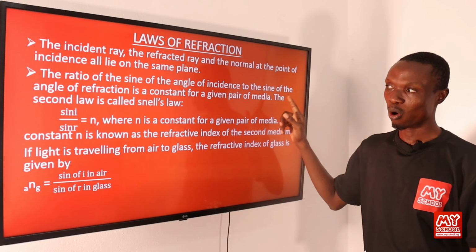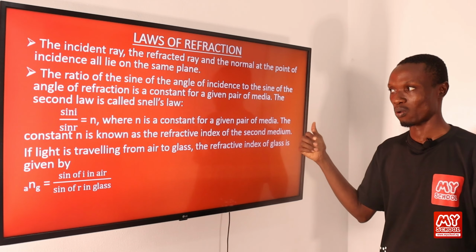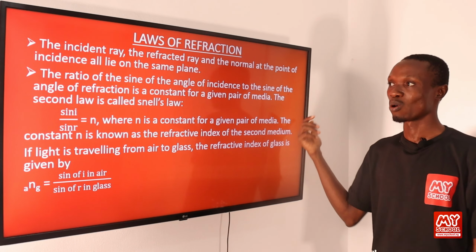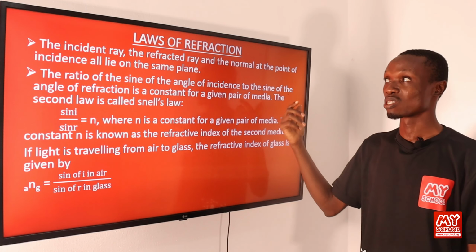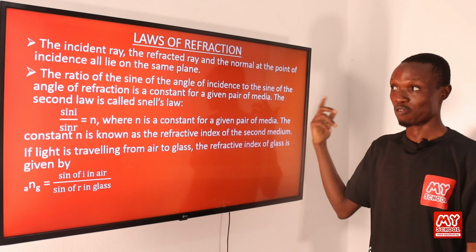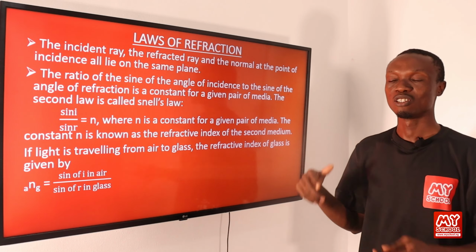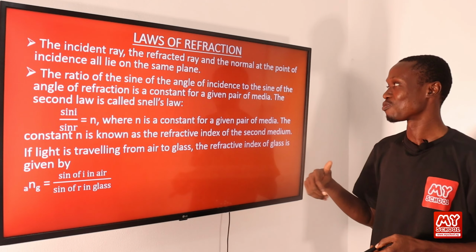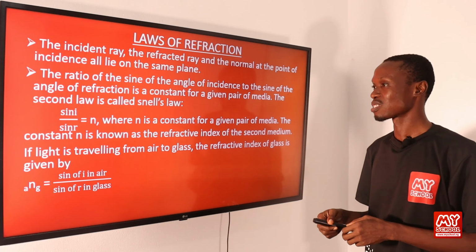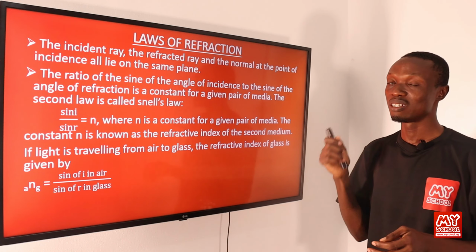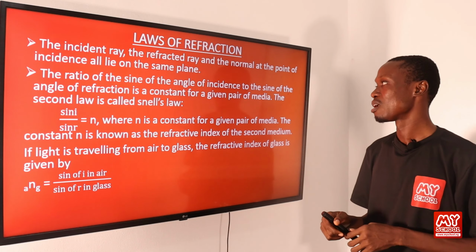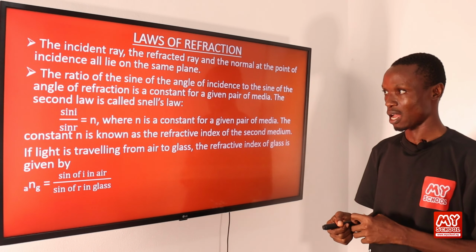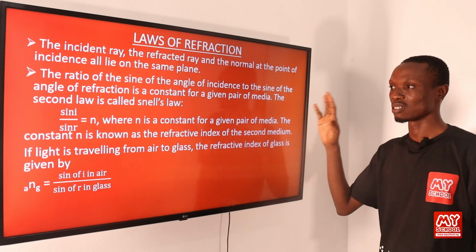And this second law is called Snell's law. Okay, so if you are asked to state Snell's law, basically they are asking you to state the second law of refraction, which says that the ratio of the sine of the angle of incidence to the sine of the angle of refraction is a constant for a given pair of media. Okay, and this law is known as Snell's law.